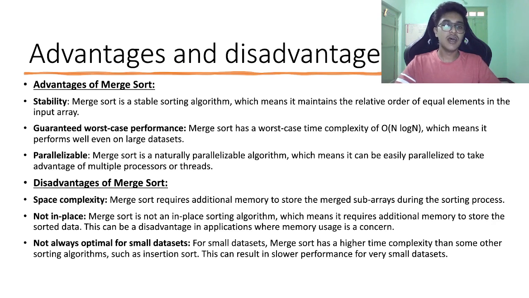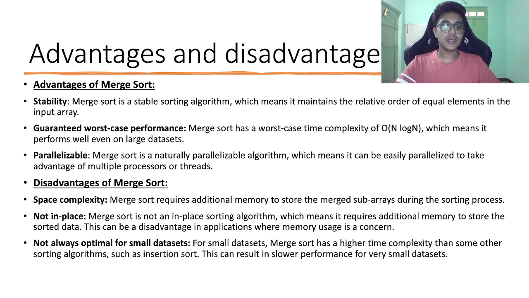Next would be the disadvantages of merge sort. First one being space complexity. Merge sort requires additional memory to store the merged subarrays during the sorting process. The next point would be not in place. Merge sort is a not in place sorting algorithm, which means it requires additional memory to store the sorted data. This can be a disadvantage in applications where memory usage is a real concern.